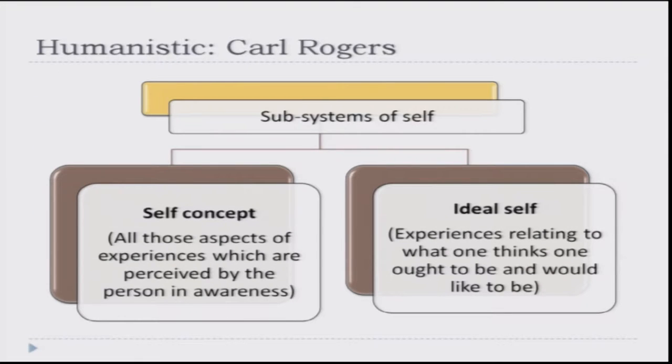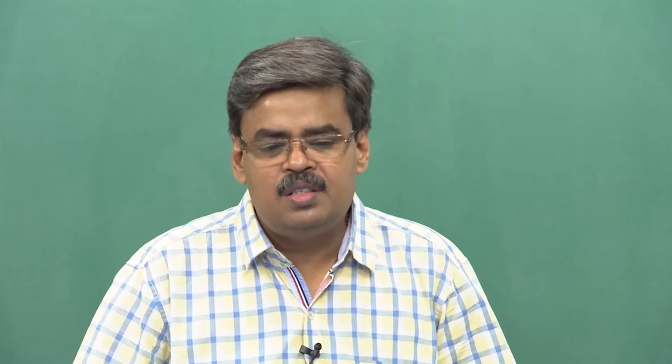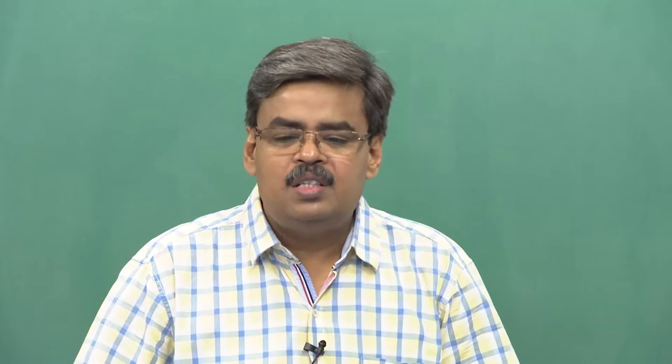Rogers also talks about two subsystems of the self: the self concept and the ideal self. Now, all the aspects of experiences which are perceived by the person in awareness constitute the self concept, whereas ideal self is the experiences related to what one thinks one ought to be or would like to be. So, the concept of the self is based on experience, your awareness, your perception, whereas what you would like to be constitutes your ideal self.